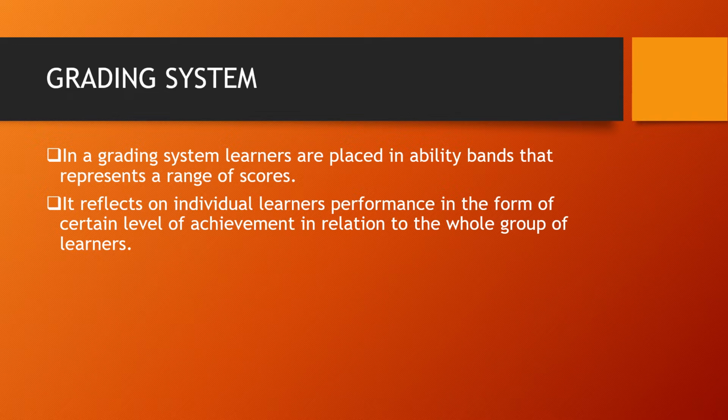Next is the grading system. In a grading system, learners are placed in ability bands that represent a range of scores. It reflects the individual learner's performance in the form of a certain level of achievement in relation to the whole group of learners. So there will be a comparison, and the learner can identify at what point or in what position the learner stands.